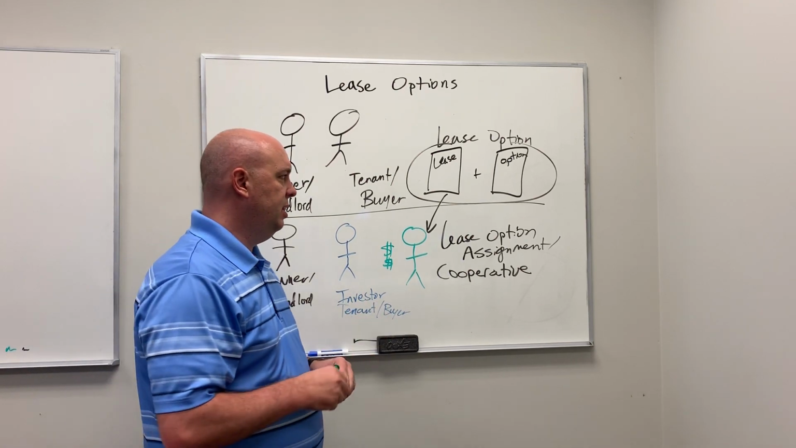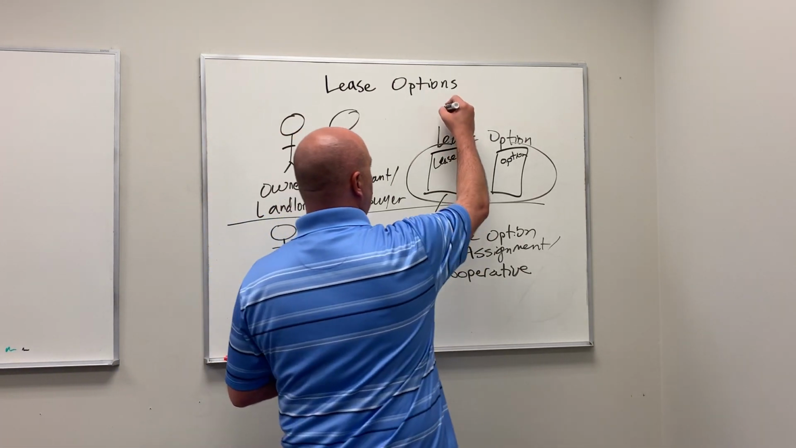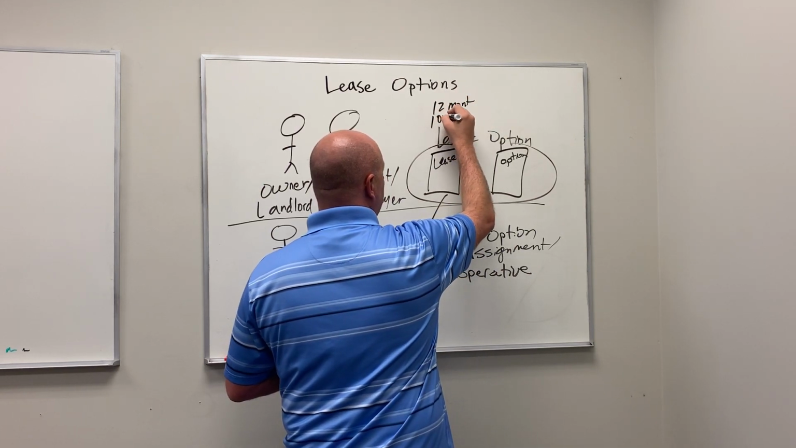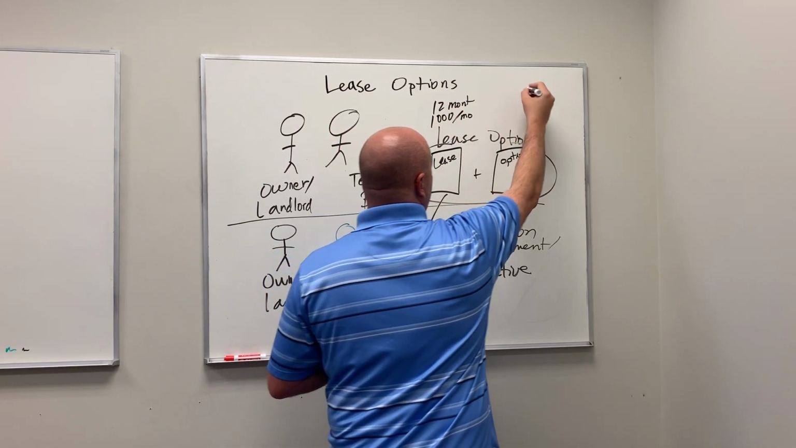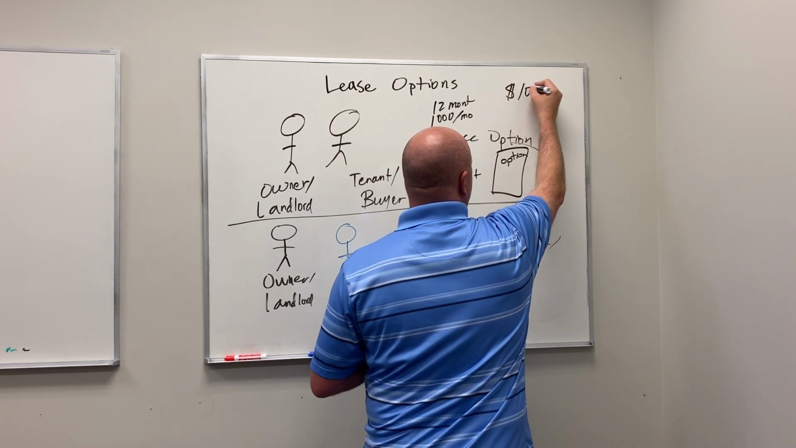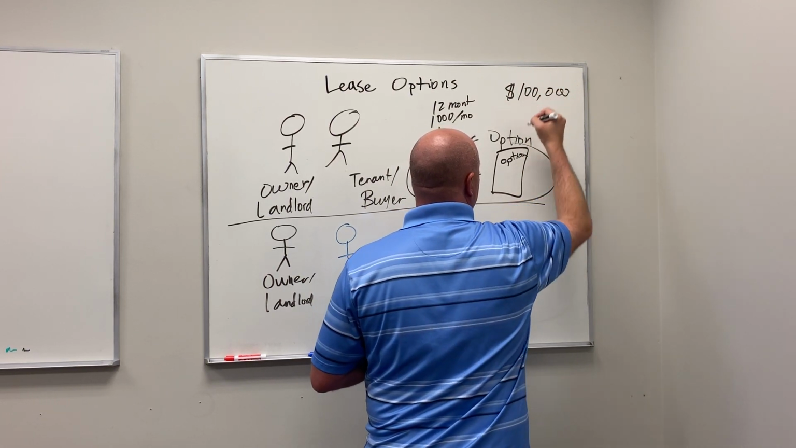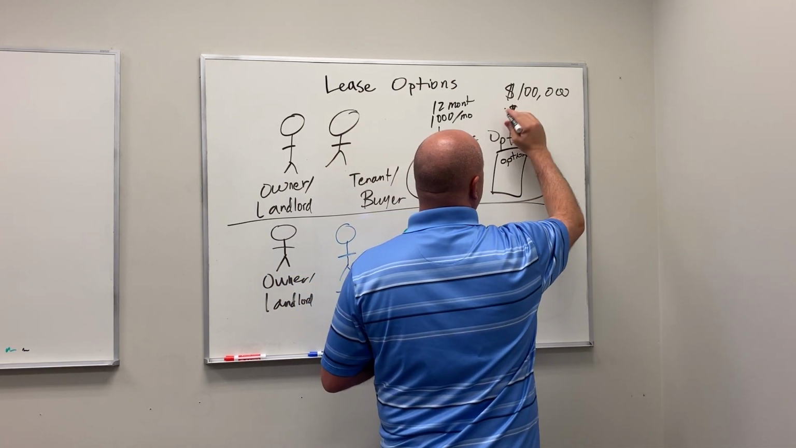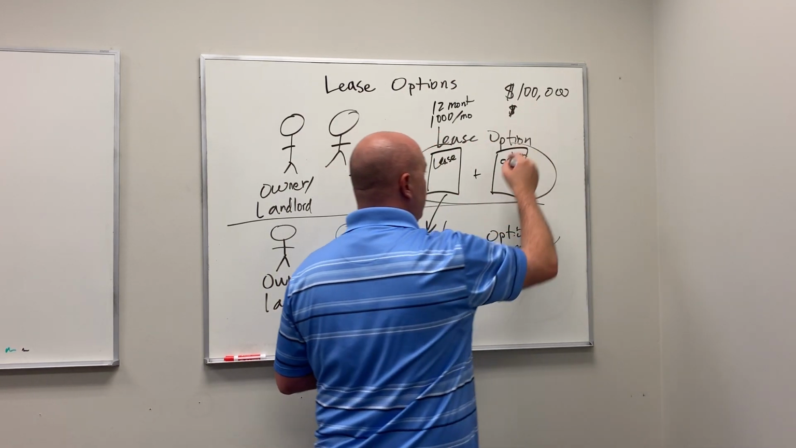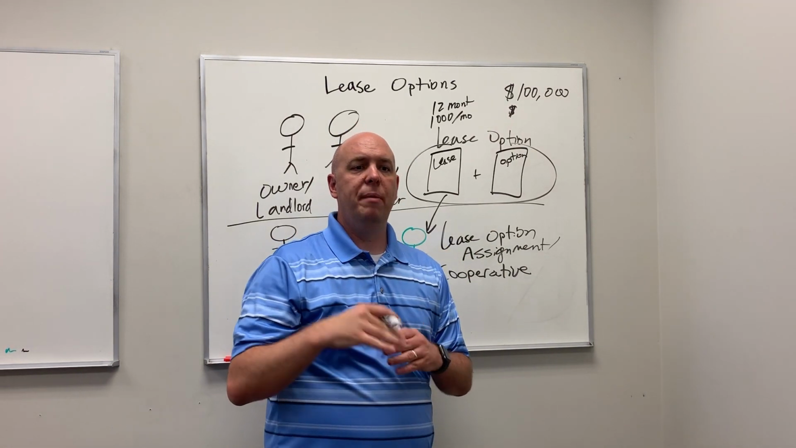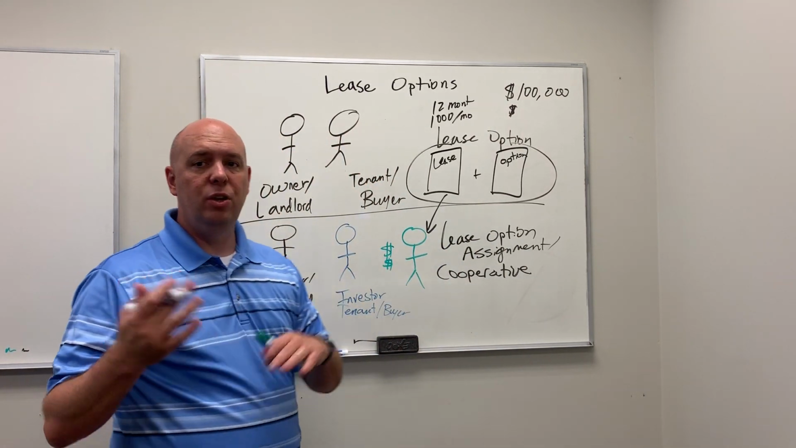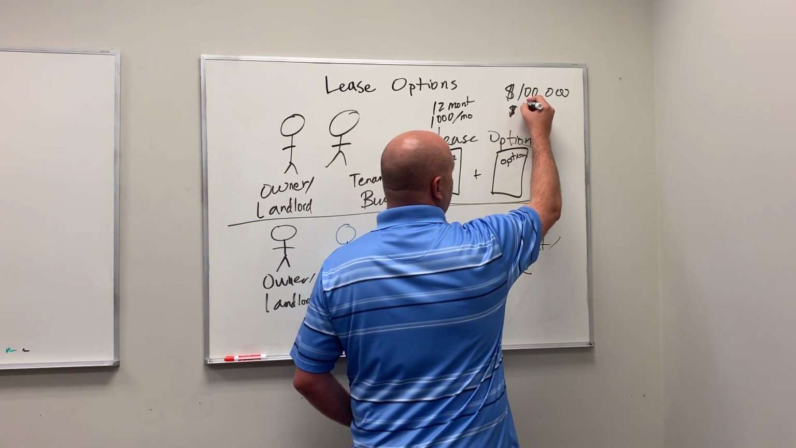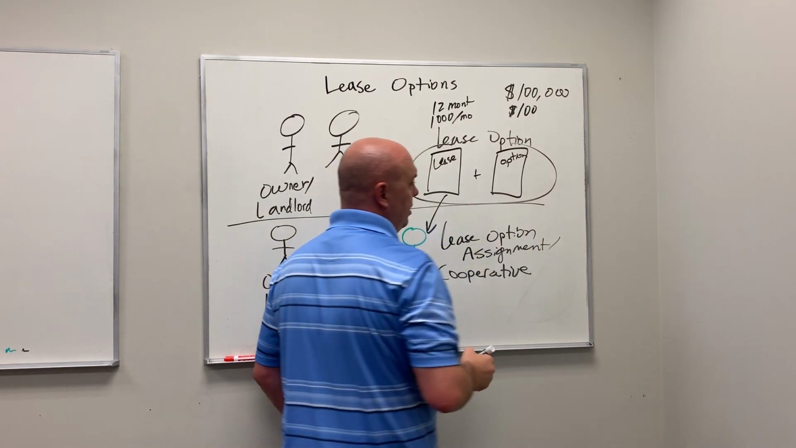So let's just say the same terms exist. It's a 12-month lease, and it's $1,000 a month. The purchase price is $100,000. Everything stays the same, except maybe you negotiate up front with the owner that you don't have to pay them any type of fee. Maybe the option fee is $100, that's it.